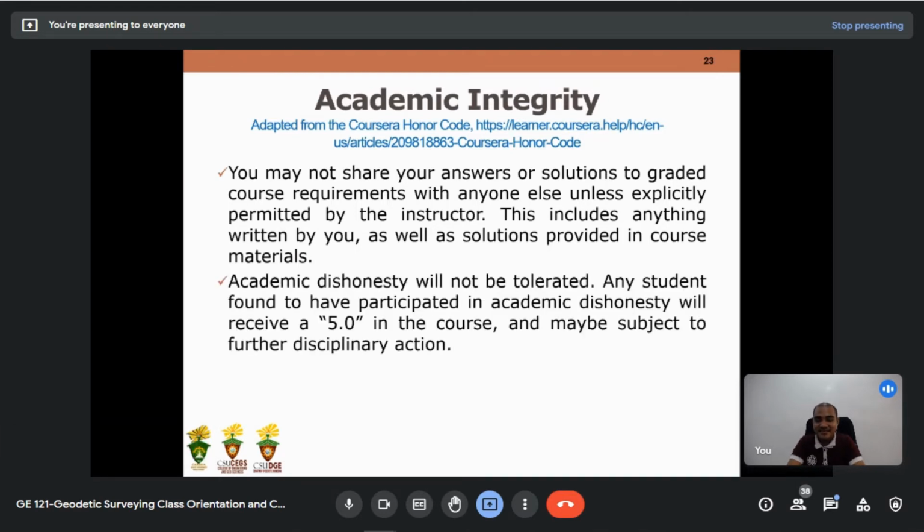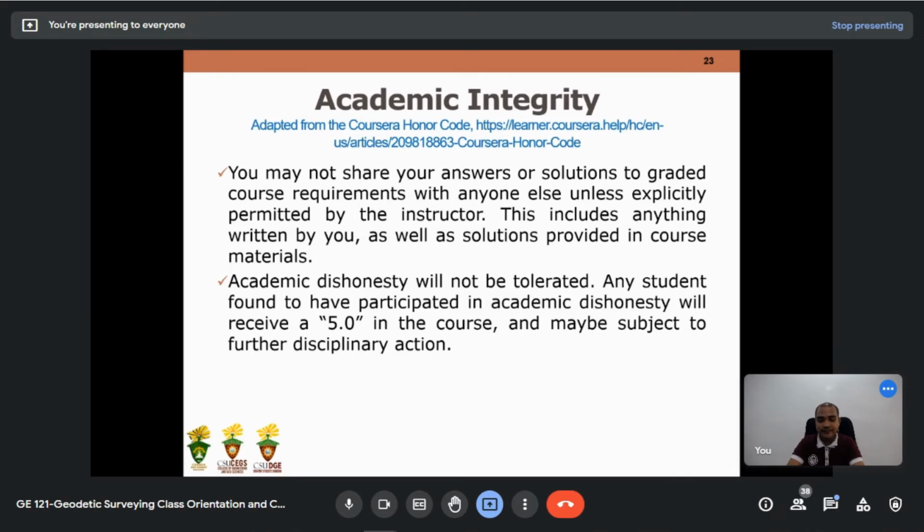Next is academic dishonesty will not be tolerated, no? And again and again, no? Remind ko sa inyo na dili dapat i-tolerate na maging dishonest, no, academically. Unsa man example sa academic dishonesty? So ato ang i-discuss in the next slide. No, any students who have found or participated in academic dishonesty will receive a grade of 5.0 in this course and may be subject to further disciplinary action.